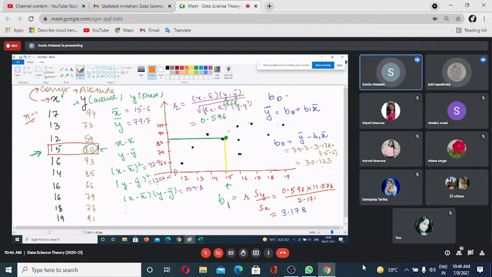The B naught coming out to be 30. Is it coming out to be same? Yes, ma'am. Finally. So now we have B naught, we have B1. We can simply write our Y prediction value, which is nothing but this. So our values will be B naught is equal to 30.123 plus 3.178 times X. Am I right?